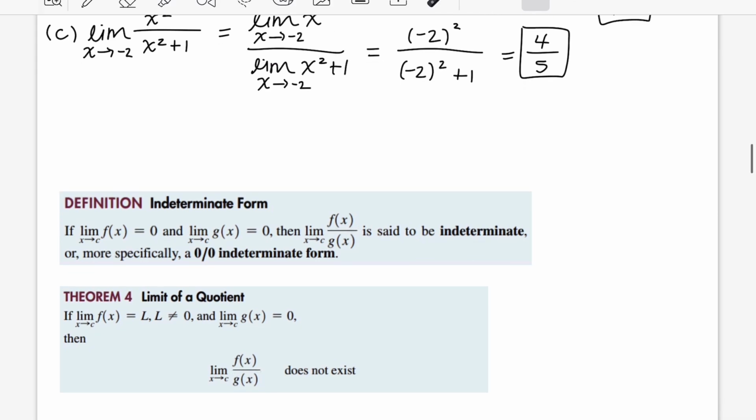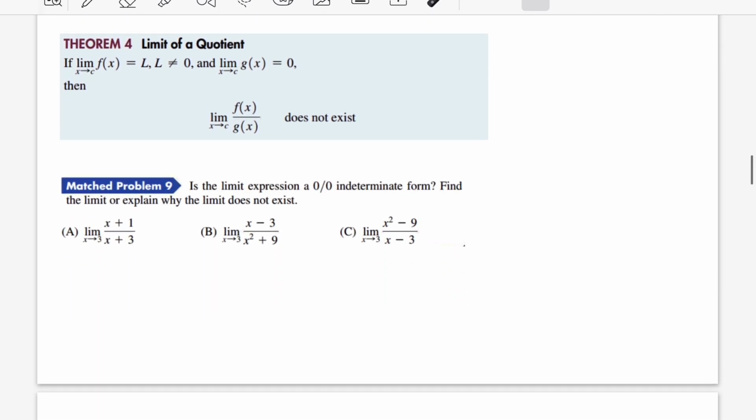And then I also wanted to bring up theorem 4, the limit of a quotient. So if we have a rational function here, and essentially the limit of the numerator is equal to some number that's non-zero, and the limit of the denominator is actually equal to 0, then the limit of this quotient does not exist. So we'll look at a few examples to illustrate this.